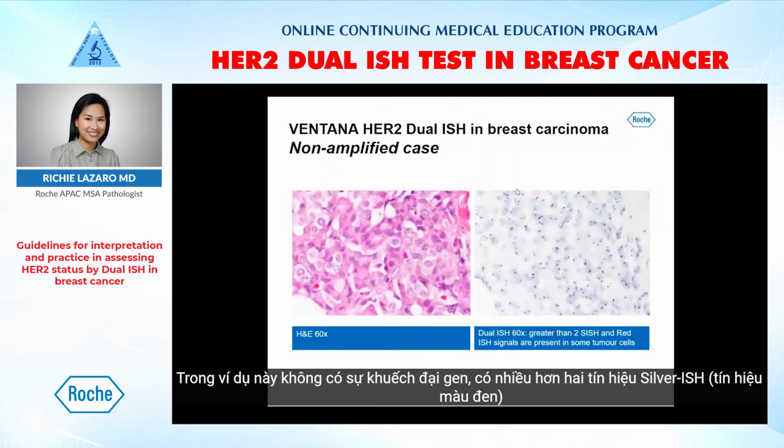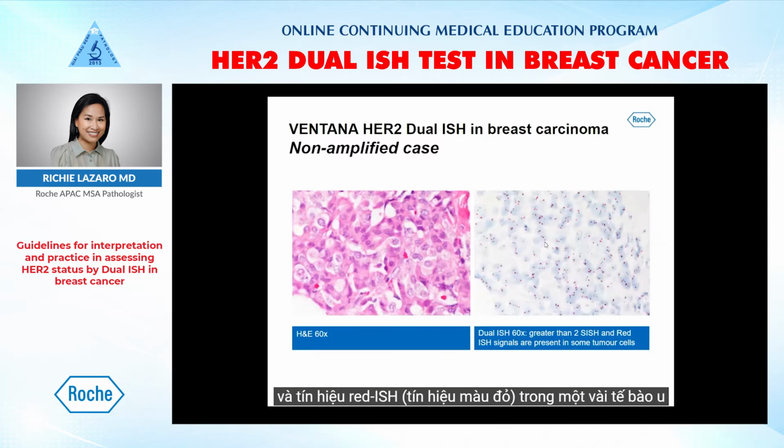In this example of a non-amplified case, there are more than 2 silver or blackish signals and reddish signals in the tumor cells, easy to score at 40x or 60x magnification.